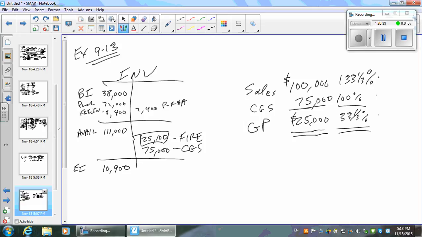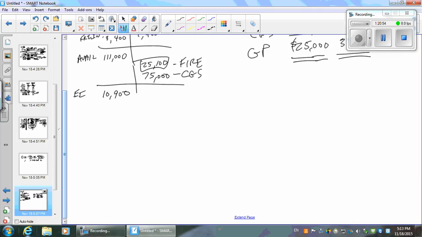Are we good? They had a second part, didn't they? Oh, assume the gross profit is 33.33% of sales. All right. They did it the other way. We're going to do exactly the same thing, but we're going to assume gross profit is based on sales.